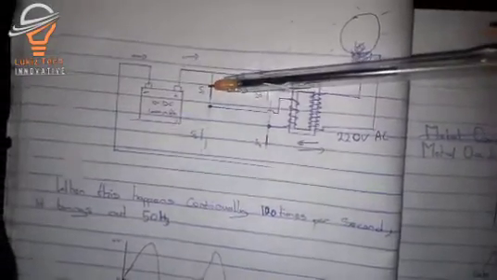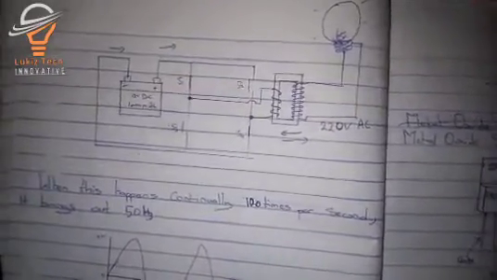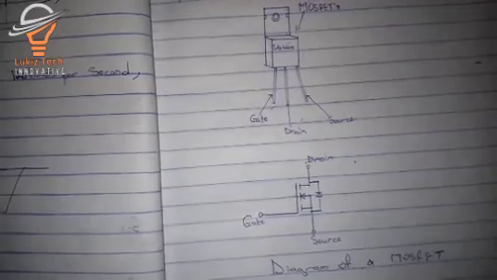So now let's talk about this MOSFET. A MOSFET is used for switching in the circuit of an inverter, because we need this to be switched on and off 100 times within a second. We want to get an AC voltage, so we can use an IGBT or a MOSFET, because they can open and close a circuit super fast, like 100 times within a second.